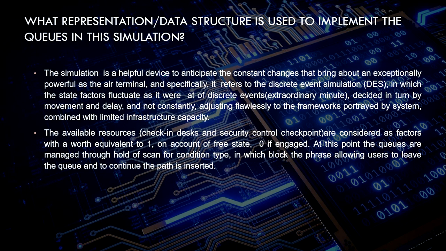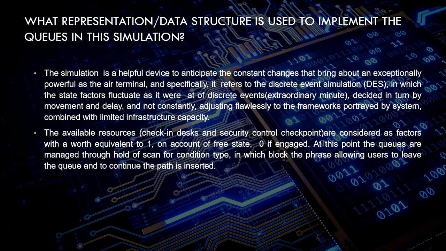So the question is, what kind of data structure do we use to implement this kind of queue in the simulation? Simulation is a helpful device to anticipate constant changes, and specifically it refers to discrete event simulation, because it is associated with time and in it the state variables fluctuate as a result of distinct events, decided in turn by movement and delay, and not constantly adjusting, combined with limited infrastructure capability.